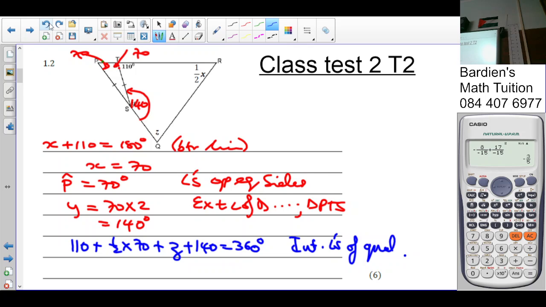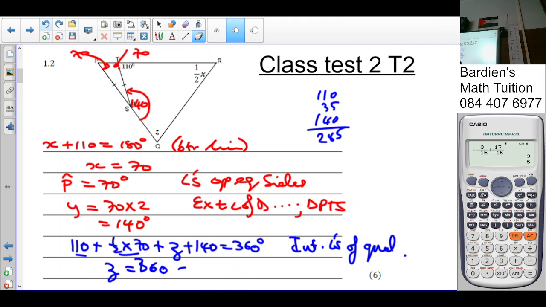People, geometry is beautiful. Everywhere. But z equals 360 minus... Now, that's 110 plus half times 70, which was 35. So it's 110 plus 35 plus 140. So it's 285. So it's 360 minus 285. So it's z.